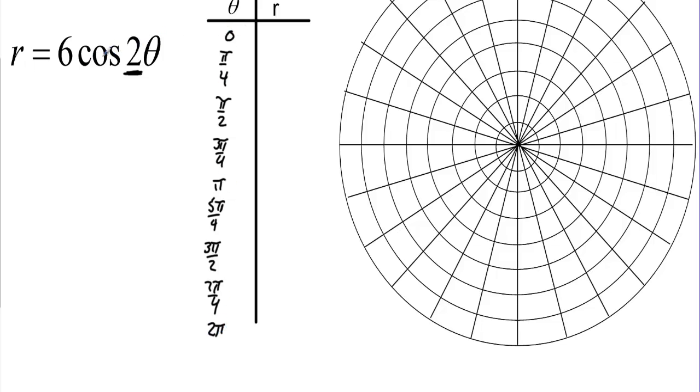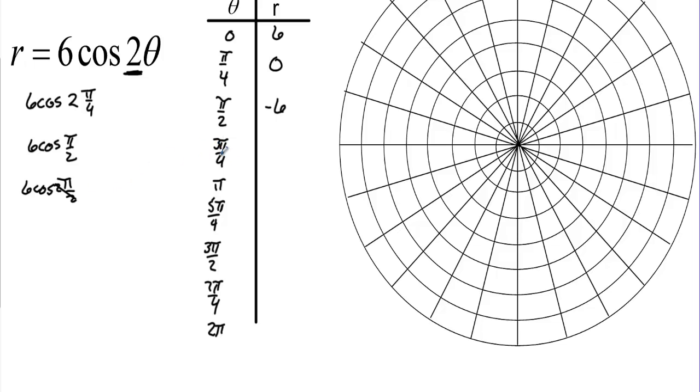The cosine of 0 is 1, and then 1 times 6 is 6. Then we have 2 times pi over 4. Let's plug that in. 6 cosine of 2 times pi over 4. That's going to be pi over 2. So 6 cosine of pi over 2, that's going to be 0. So we have 0. And then when you plug in pi over 2, you have 2 times pi over 2. Those will cancel. The cosine of pi is negative 1, so we have negative 6.